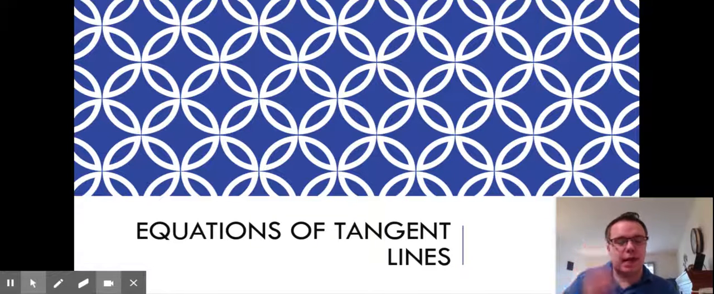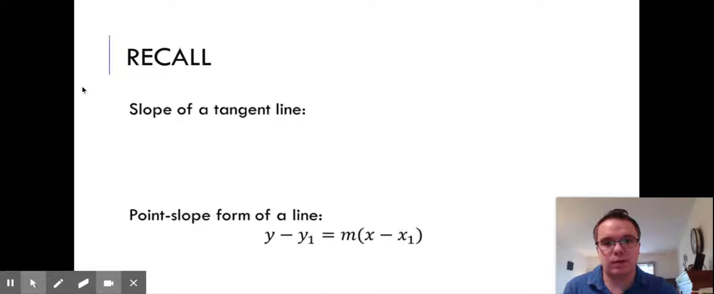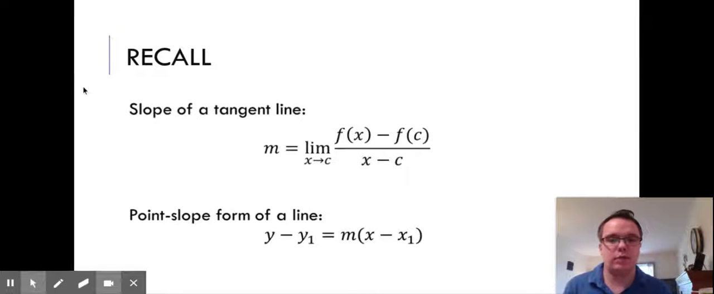This will be the last lesson for our second packet of virtual learning for pre-calculus. Last time we learned how to find the slope of a tangent line. Today we're going to use that process to actually find the equation. So here is what we are going to use.